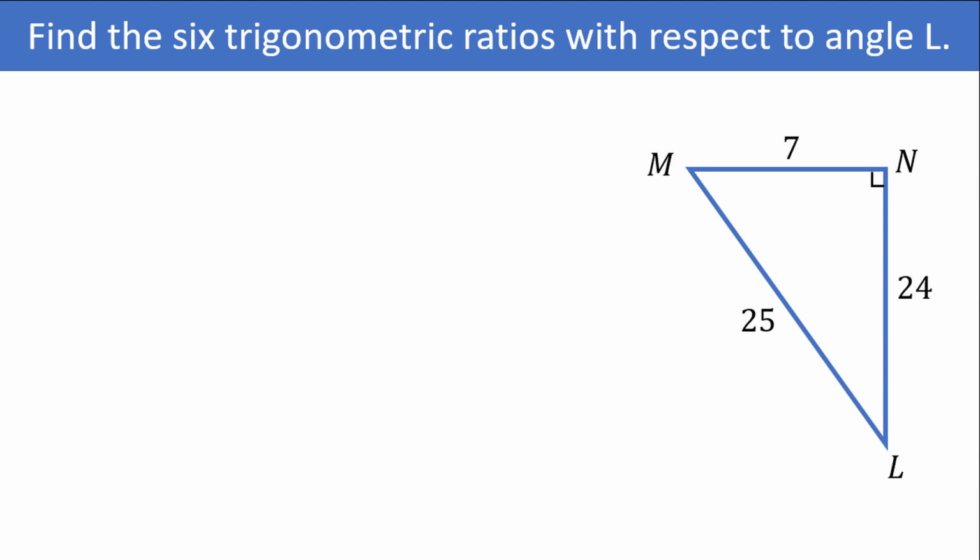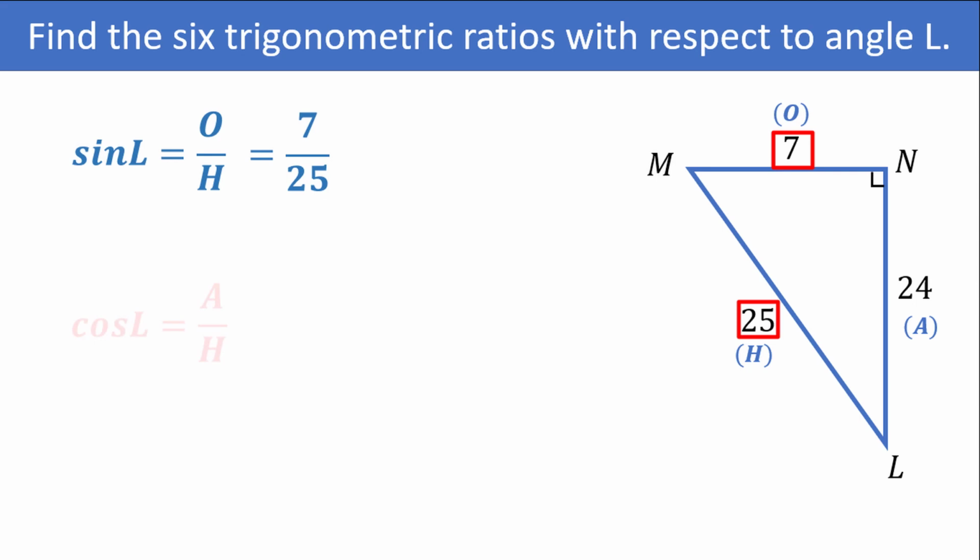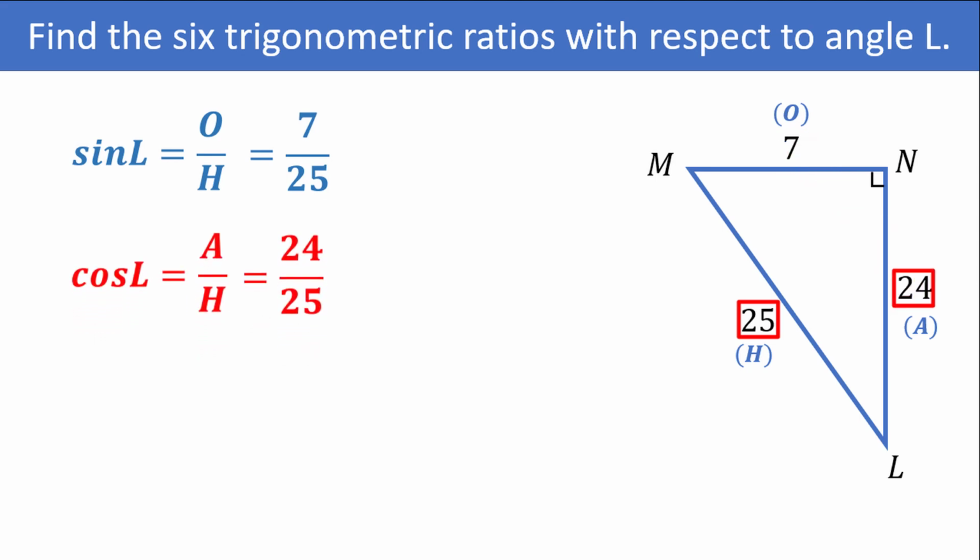Okay, with respect to L, 7 is the opposite side, 25 is the hypotenuse, and 24 is the adjacent side. Sine of L is opposite over hypotenuse, which is 7 over 25. Cosine of L is adjacent over hypotenuse, which is 24 over 25. Tangent of L is opposite over adjacent, which is 7 over 24.